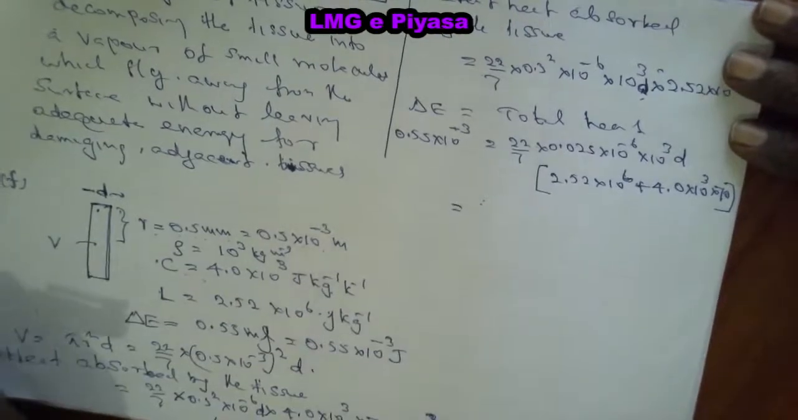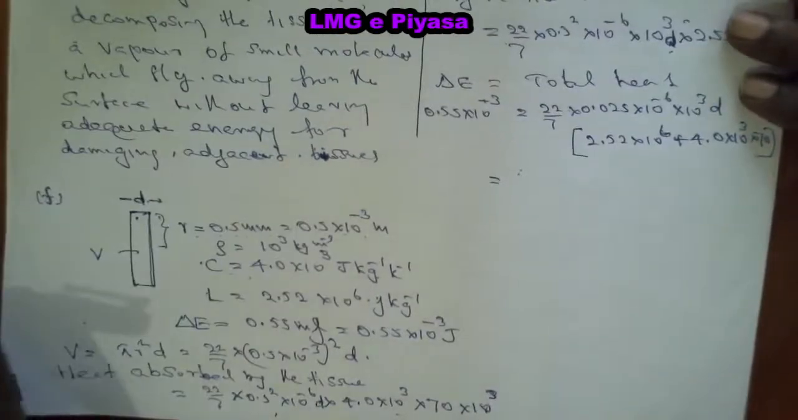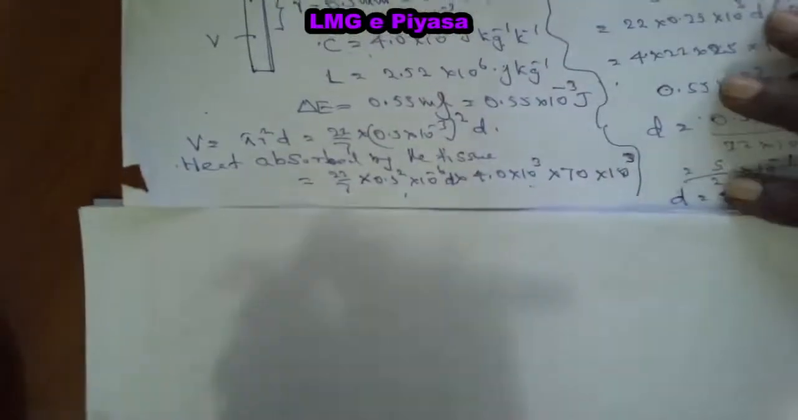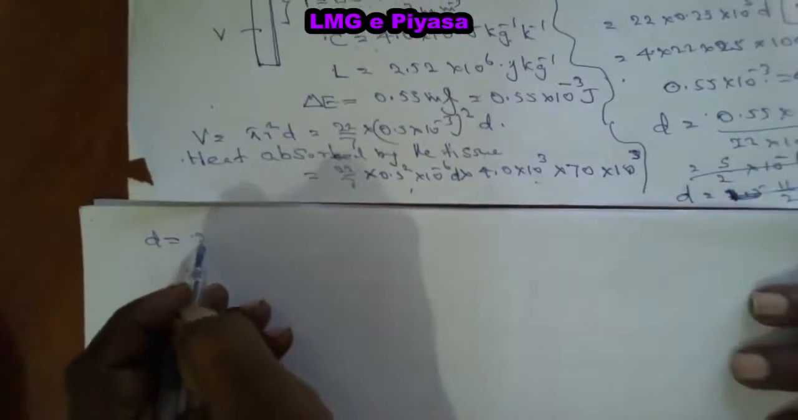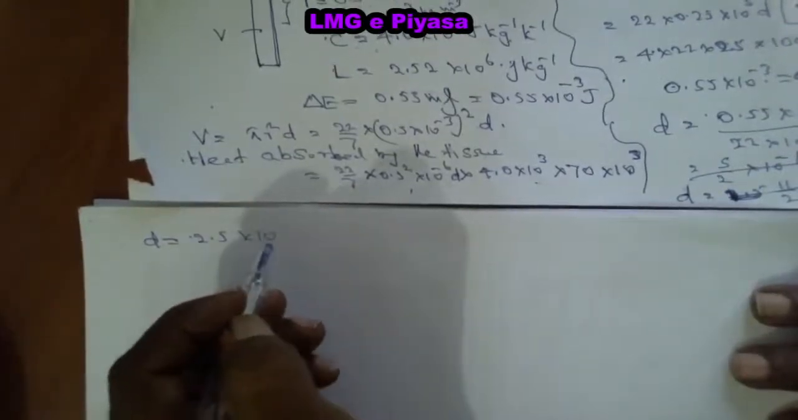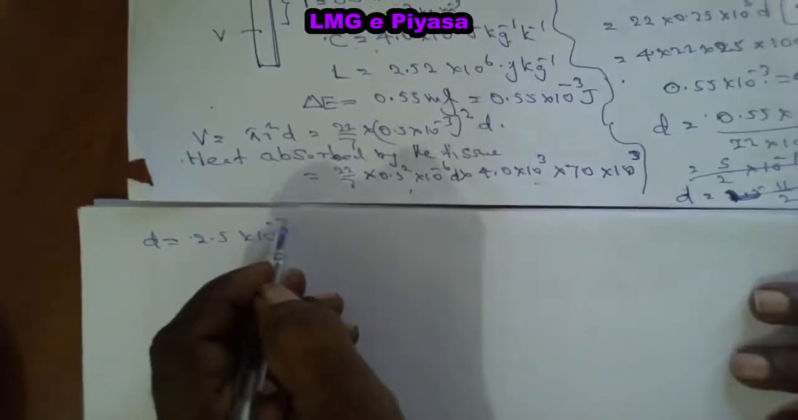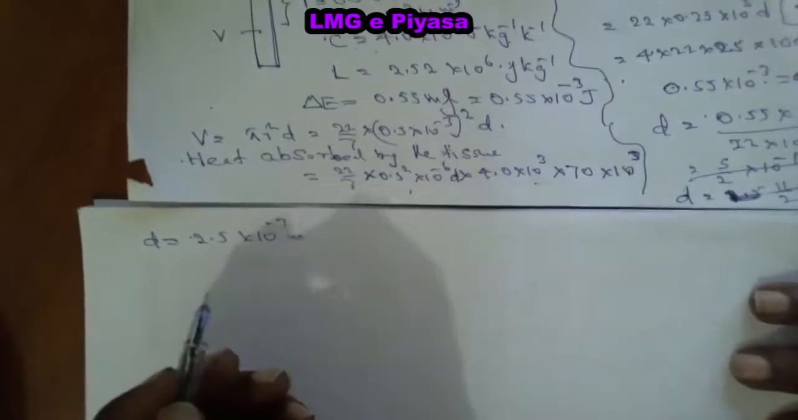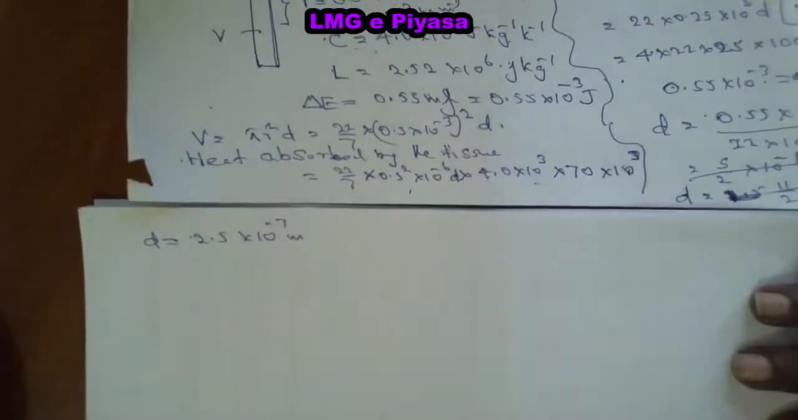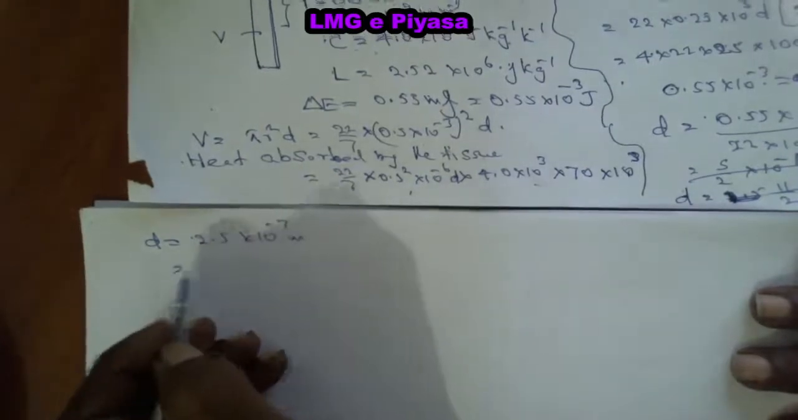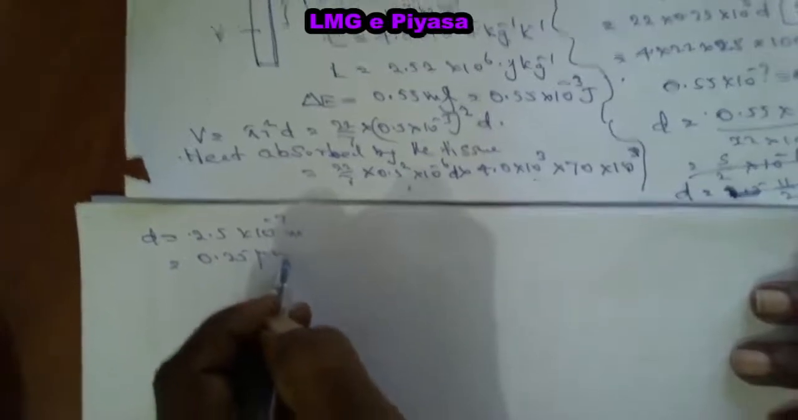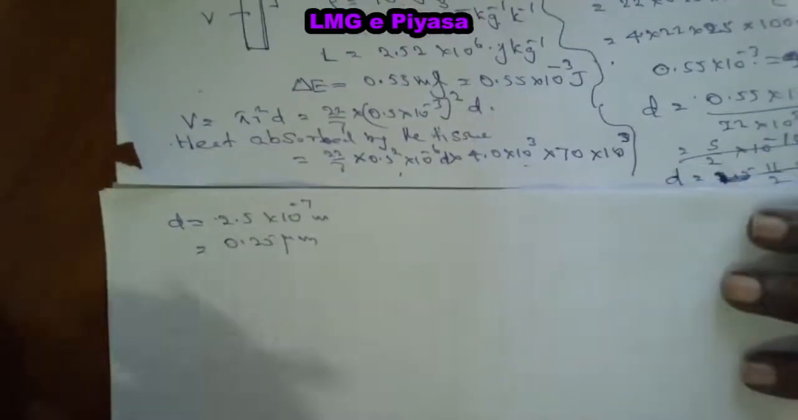Now you can simplify this. Only D is unknown, you can find D. D equals 2.5 into 10 to the power of minus 7 meters. That is 0.25 micrometers. Right.